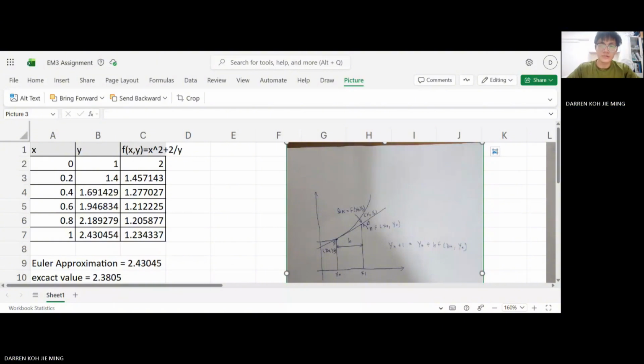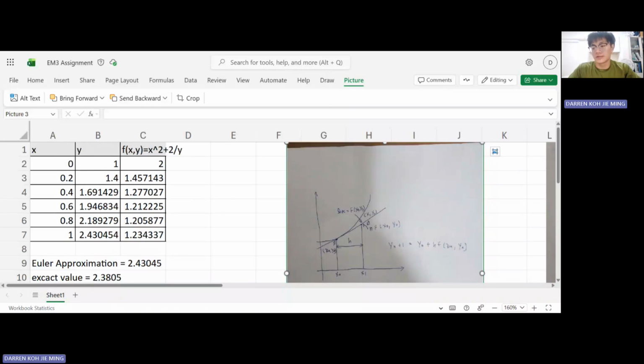approximation. Now, I will use Microsoft Excel to perform Euler calculations with a step size of h equals 0.2. Column C calculates the slope using the differential equation. Column A increases by the step size of 0.2. Column B applies Euler's formula by adding the previous y value to the step size multiplied by the slope. After obtaining the new y value, we calculate the slope again for the next iteration.